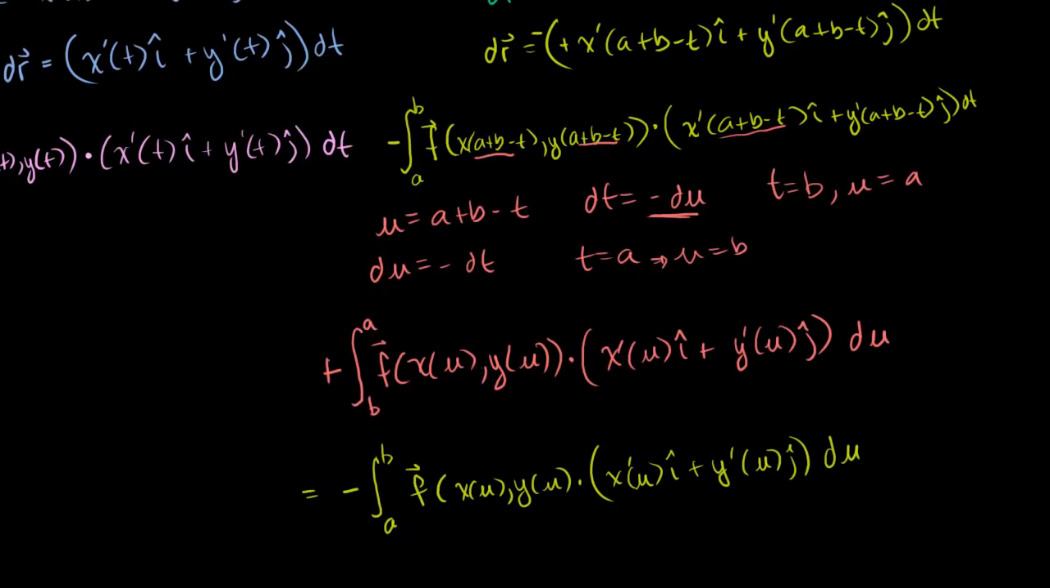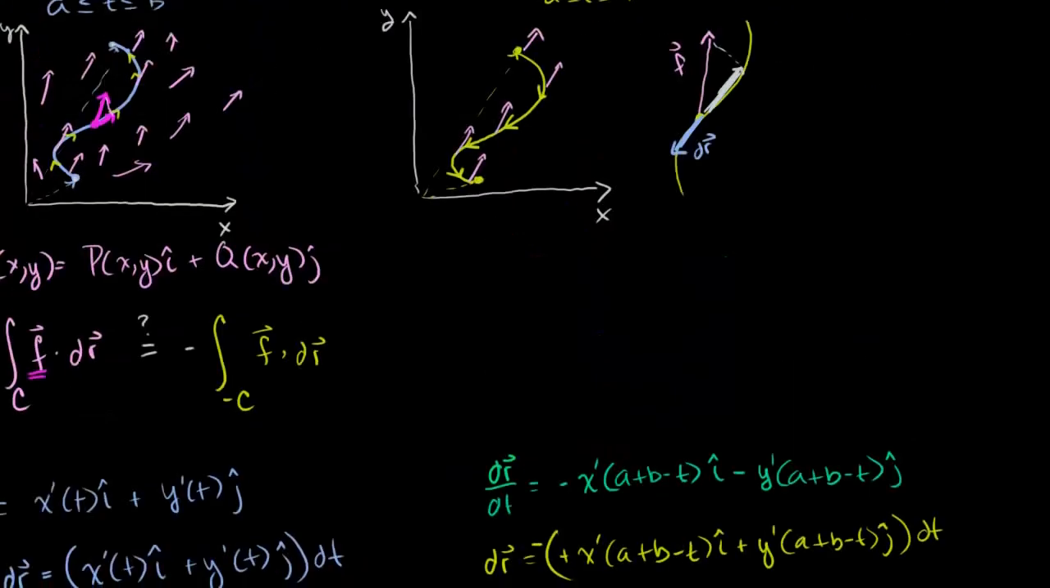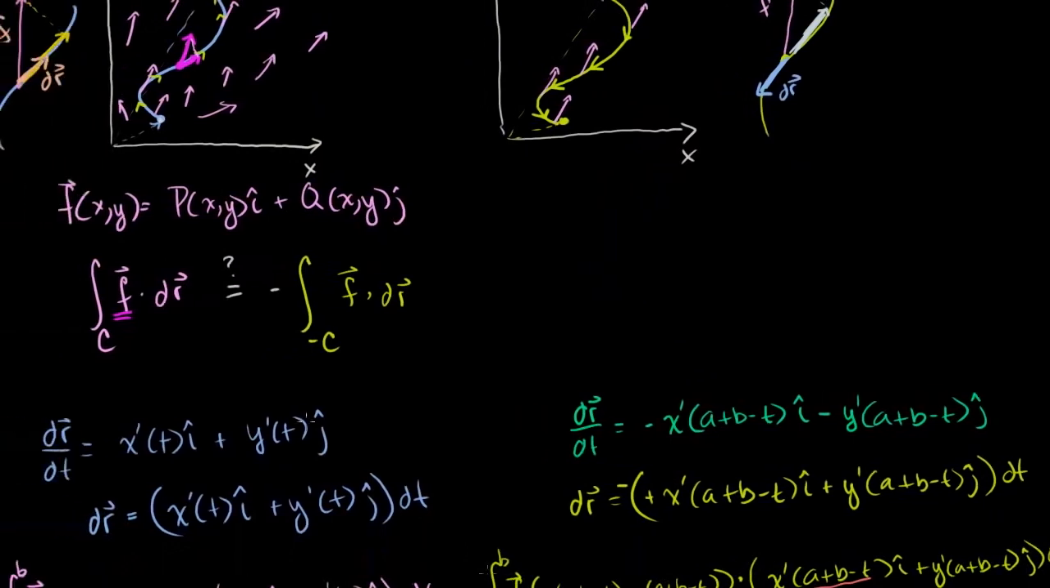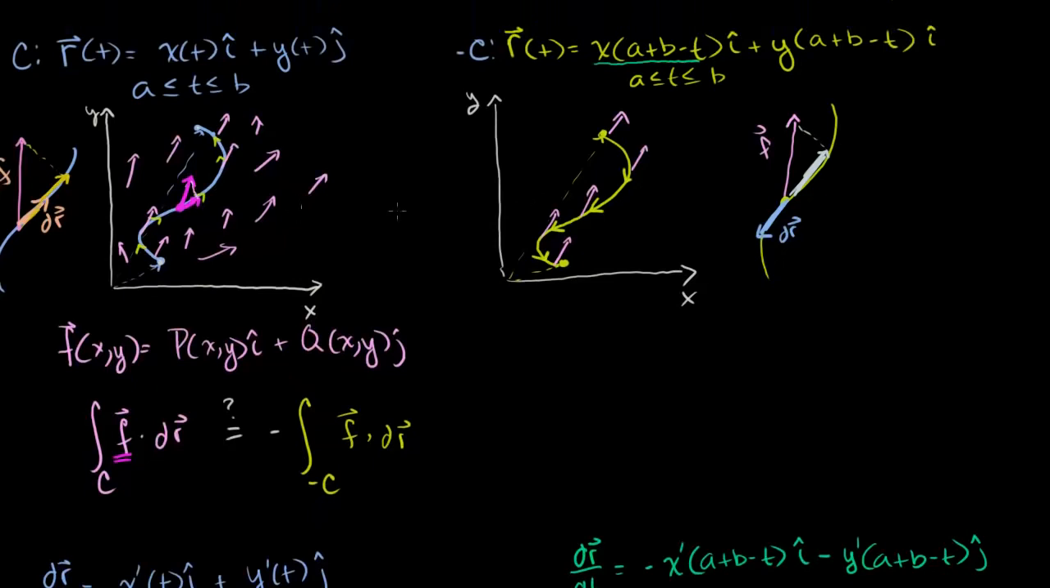So just to summarize everything, when you're dealing with line integrals over vector fields, the direction matters. If you go in the reverse direction, you're going to get the negative version of that. And that's because at any point when you take the dot product, you're going in the opposite direction, so it'll be the negative of each other.